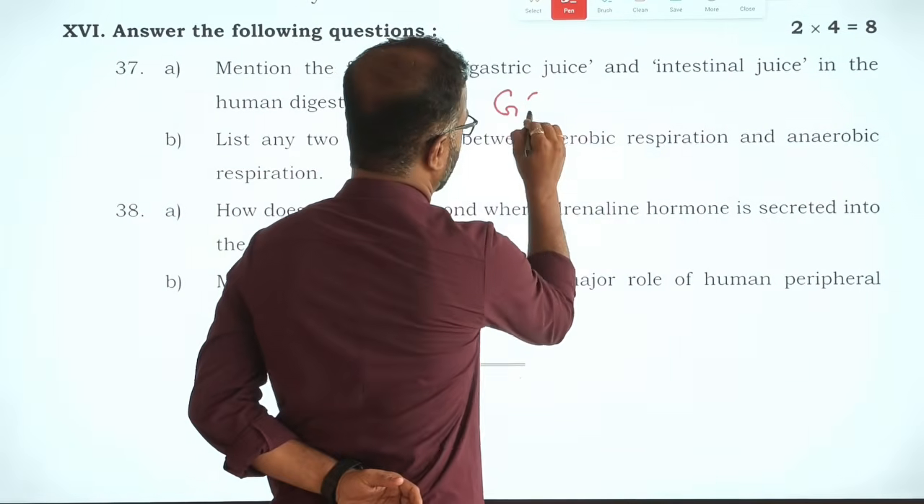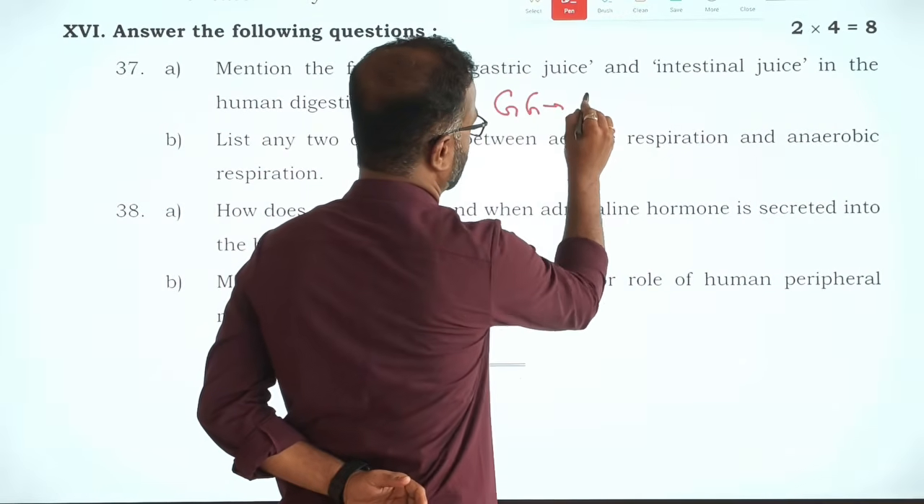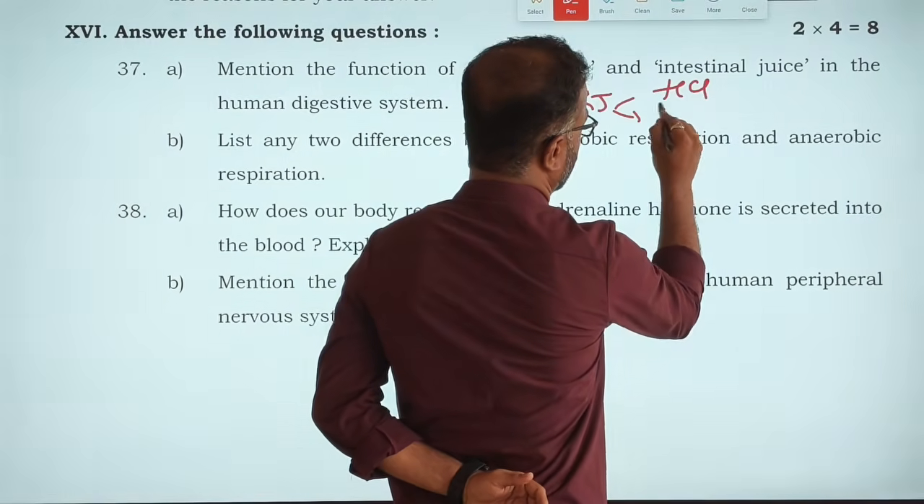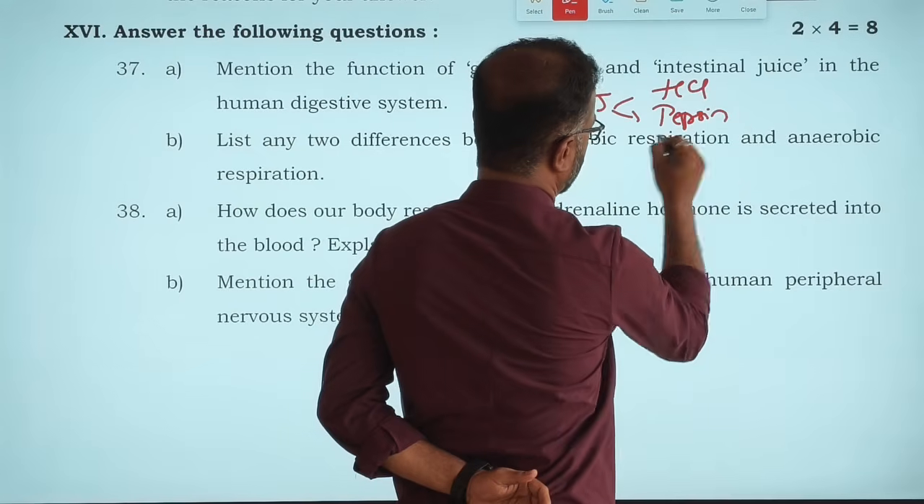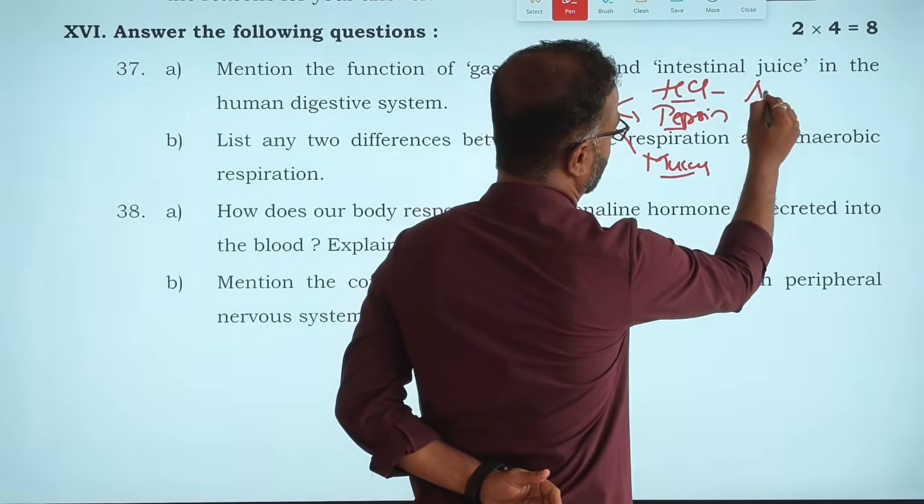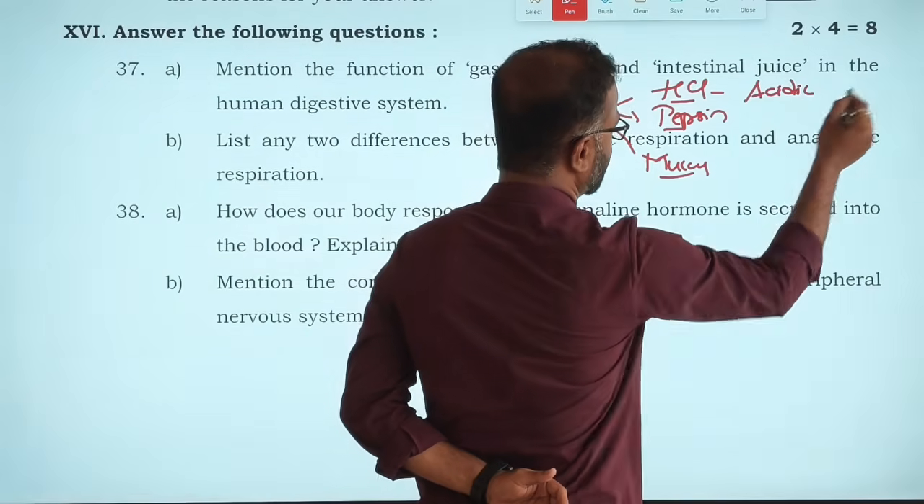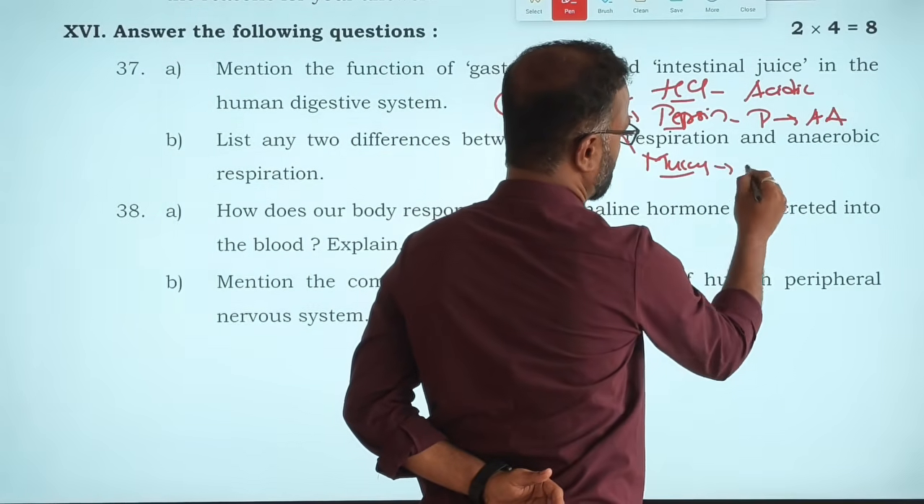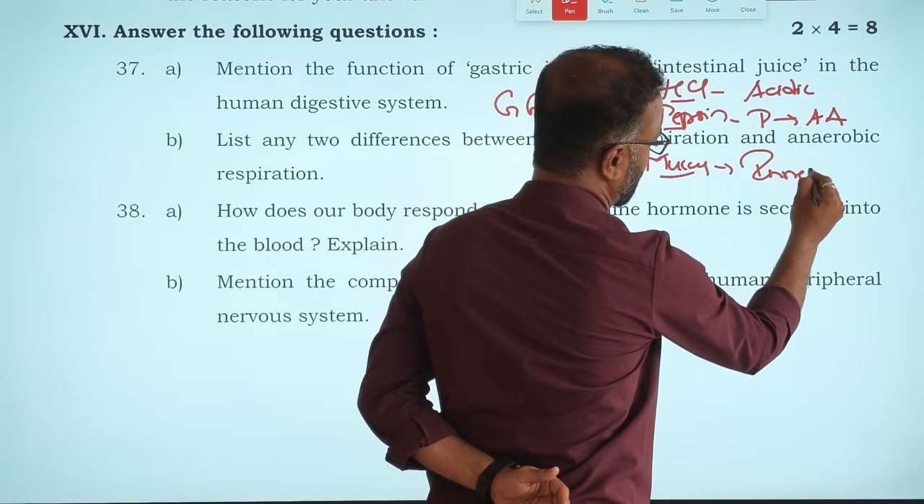The inner lining of the stomach has gastric glands, which secrete the gastric juice, containing HCl, pepsin and mucus. HCl will make the food acidic and kill the germs. Pepsin will break down the proteins into amino acids. Mucus will protect the inner lining of the stomach.